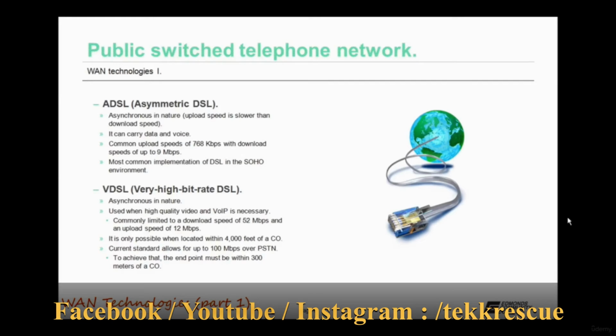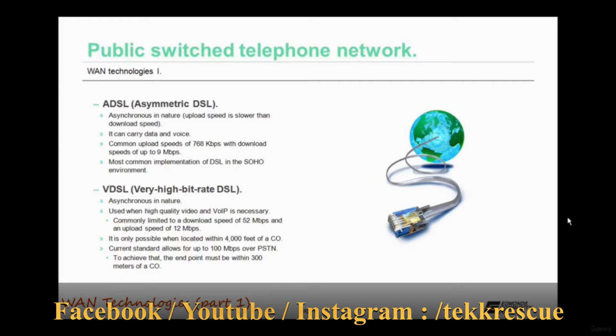Last up for DSL is VDSL, or Very High Bitrate DSL. It's asynchronous in nature as well. It's used when high-quality video and voice over IP is necessary. VDSL is commonly limited to download speeds of 52 megabits per second with an upload speed of 12 megabits per second. That's a whole lot faster than ADSL. But VDSL is only possible when you're located within 4,000 feet of a central office.